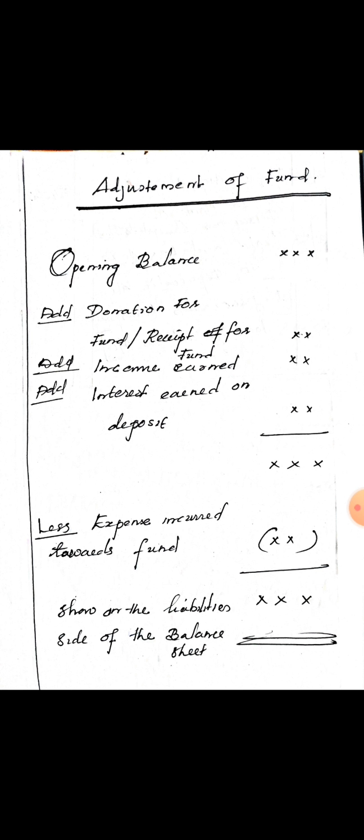If the balancing figure is a negative balance, it will be shown on the expenditure side of the income and expenditure account. Balancing figure positive: balance sheet liability side. Balancing figure negative amount: income and expenditure account, expenditure side.